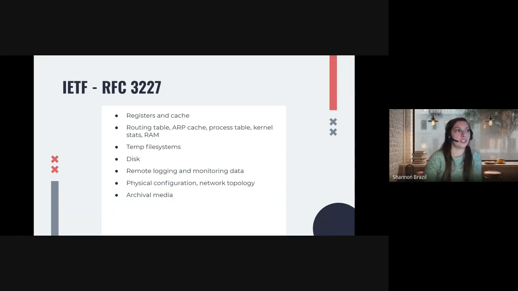You have registers and cache, routing tables, ARP cache, process table, kernel stats, and RAM, temp file systems, disk, remote logging, monitoring data, physical configurations, network topology, and archival media. We're going to go through these a little later on, one by one during our labs, but that's pretty much the list.